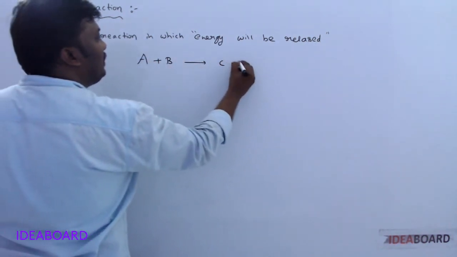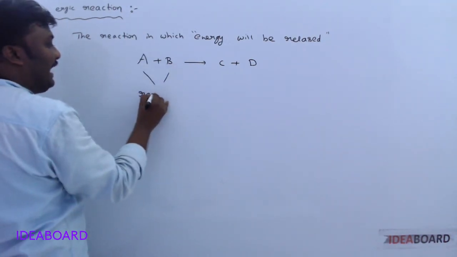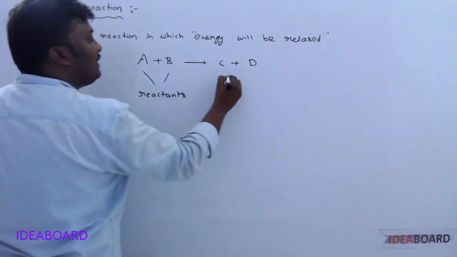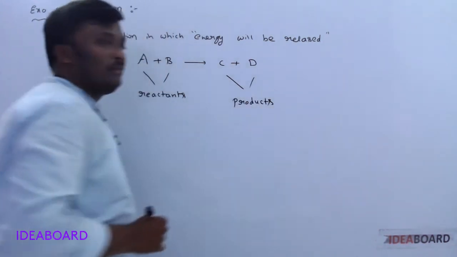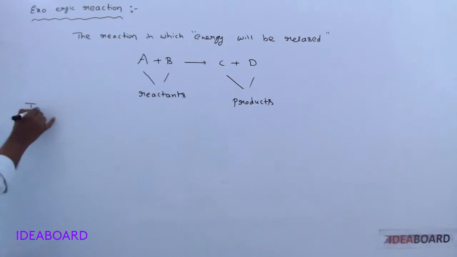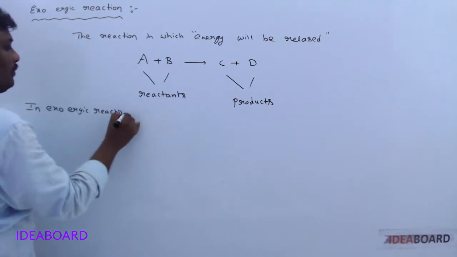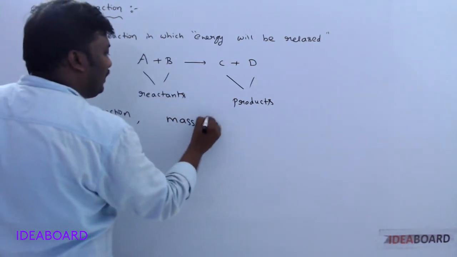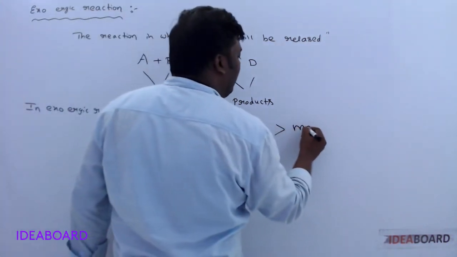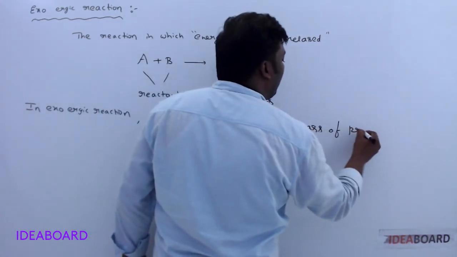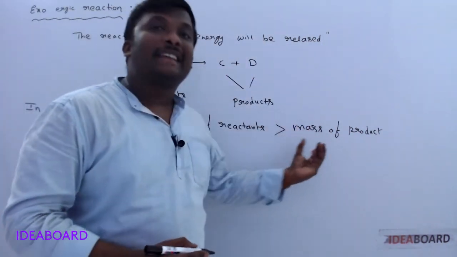A plus B gives rise to C plus D. Here A and B are called reactants, C and D are called products. In an exoergic reaction, the mass of reactants is greater than the mass of products. So reactants have more mass, products have less mass.